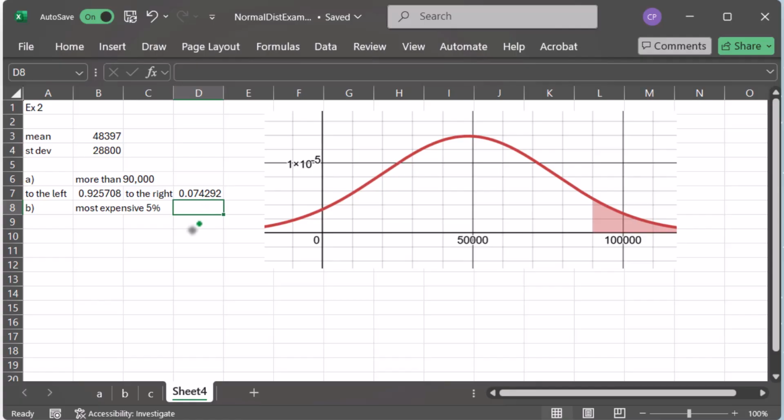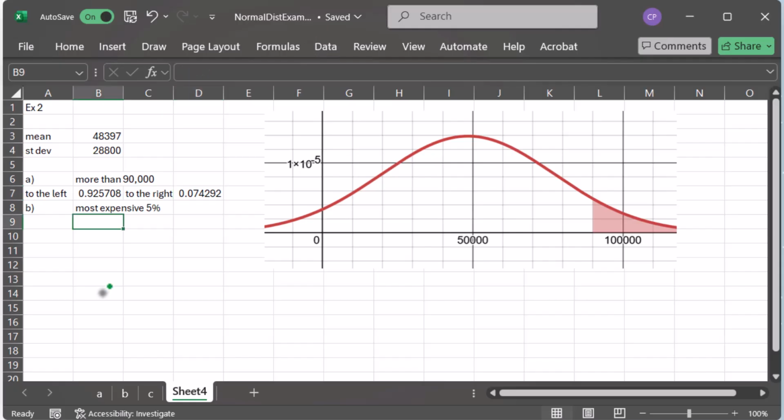The probability of getting a car more than $90,000 is about 7% or 0.074. You can do this as a single calculation if you want. If you just put 1 minus in front of the normal distribution function, that will do that area to the right automatically. But sometimes it's nice just to break it down so that you know exactly what each of these numbers mean.